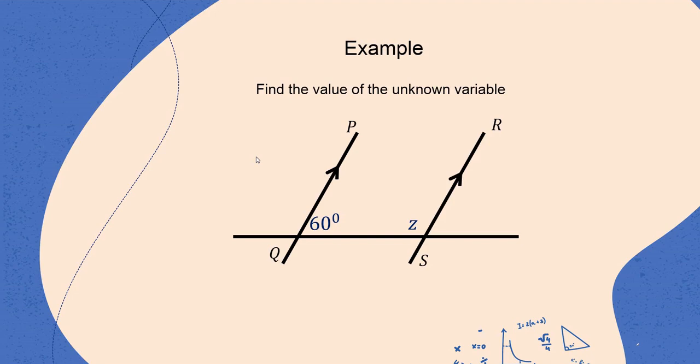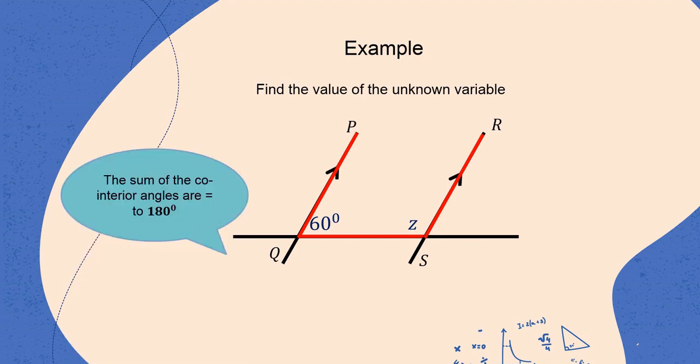So now that we have established that, what else can we see? Can you see a U shape? Because I can definitely see one. So now what do we know if it's a U shape? We know that it is co-interior angles. And therefore, when we're finding the solution of this problem, with co-interior angles, we know that the sum of the co-interior angles are always equal to 180 degrees.